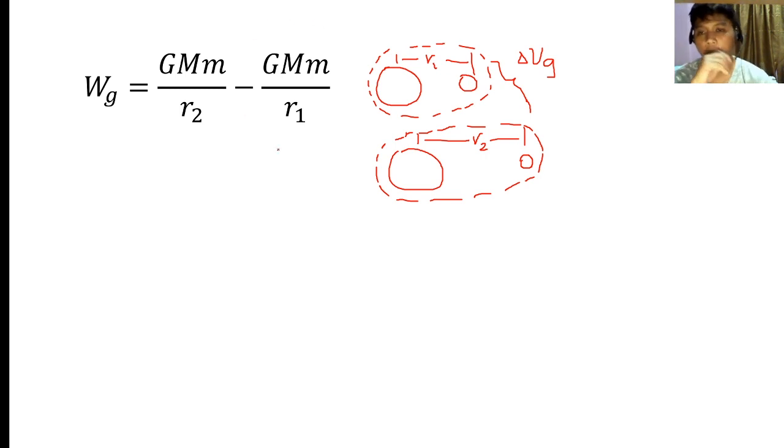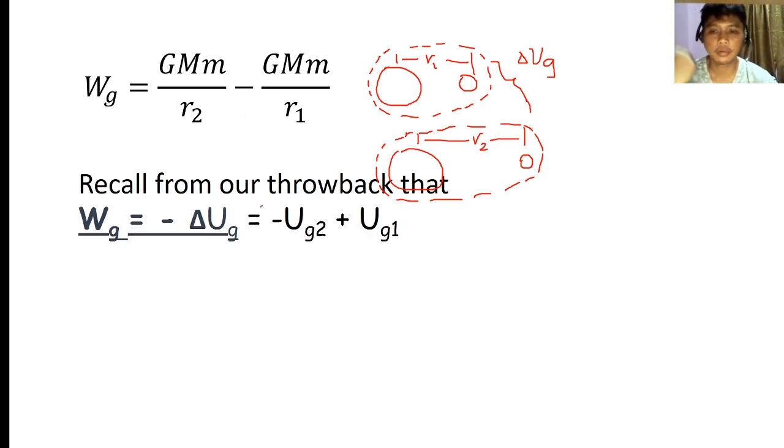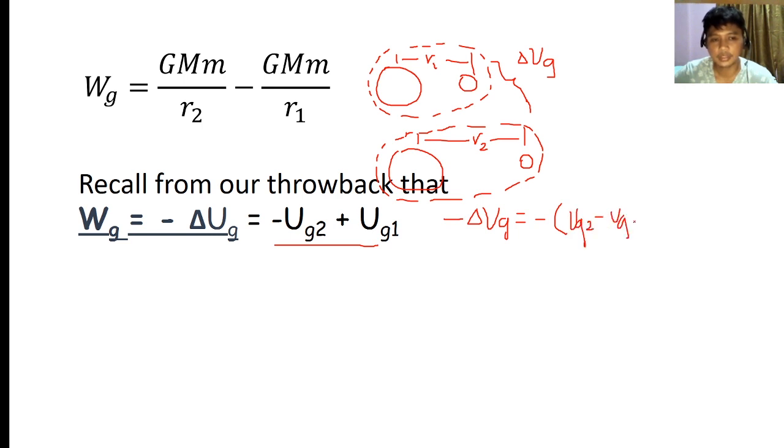We do know from our throwback that the work done by gravity is causing a negative change in the gravitational potential energy, where UG2 stands for UG final and UG1 for UG initial. So where did I get this? Well, negative delta UG is equal to negative UG2 minus UG1. And so I just distributed the signs. You'll get this.